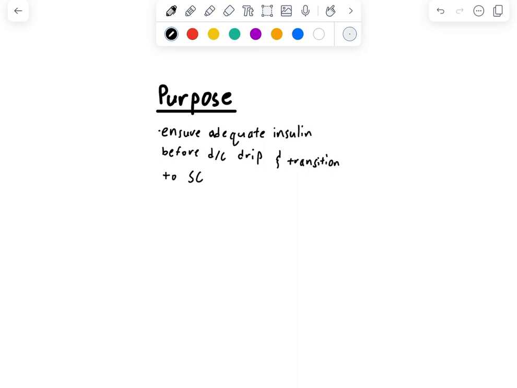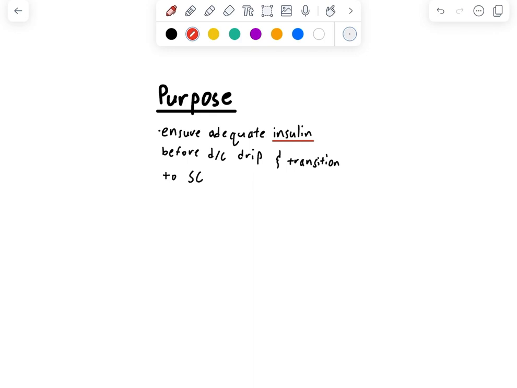Second, let's talk about what the purpose is of the insulin bridge. Again, your patient comes up to the ICU, they're on an insulin drip. Once their DKA has resolved, you want to try to transition them to subcutaneous insulin, but there's a step in between. That step in between is the insulin bridge, which takes about 1 to 2 hours. Essentially, the purpose of this is you want to ensure that the patient is getting adequate insulin before you discontinue the drip and transition them to sub-Q insulin.